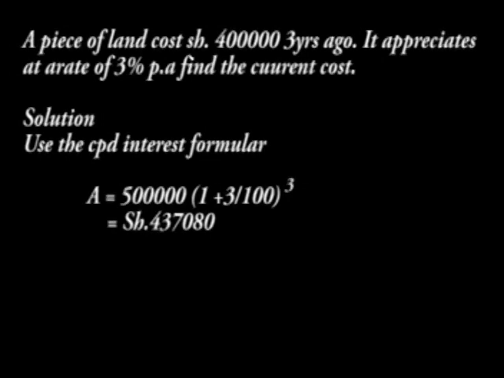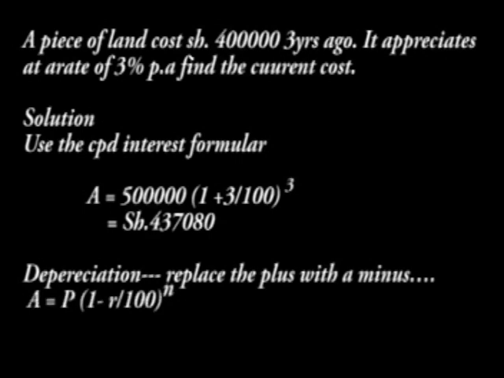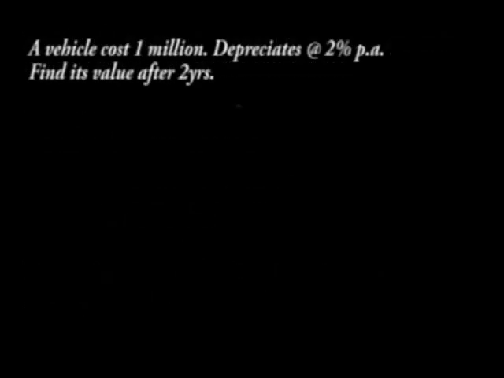In depreciation, the same formula is used, but the plus is replaced with a minus. That is, A is equal to P into 1 minus R over 100 raised to power n. For example, a vehicle cost 1 million. It depreciates at 2% per annum. Find its value after 2 years. Applying the formula above, we shall have Kenya shillings 960,400.